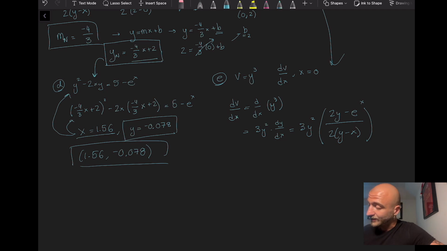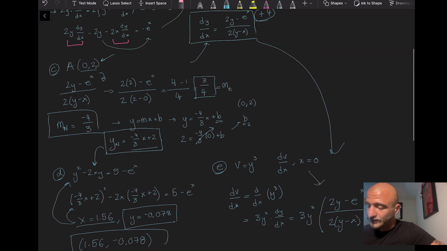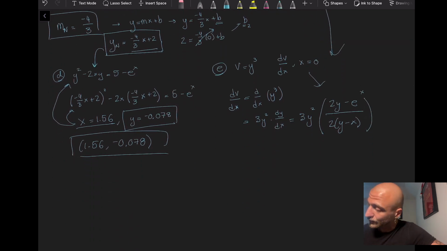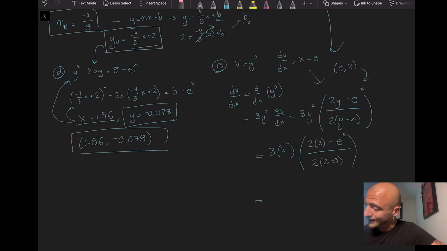And now here we've got to plug in x equals 0. We know that x equals 0 occurs when y is equal to 2. So we've got to plug in the coordinates 0, 2 into this. Nothing crazy. Every time we see a y, we're going to plug in a 2, and every time we see an x, we're going to plug in a 0. 2 times 2 minus e to the 0, over 2 times 2 minus 0. This is going to be 4 minus 1, over 4, which is 3/4. So we can rewrite this as 3 over 4.